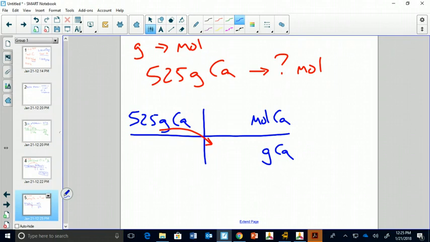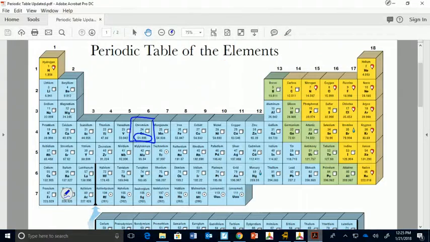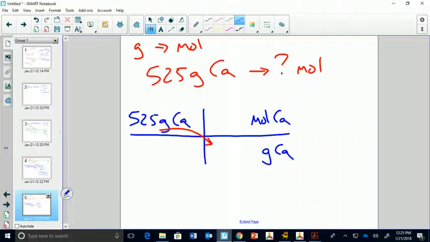How do I know how many grams are in how many moles? Again, I go back to that periodic table, and this time calcium is right here, so 40.078. 40.078 grams in 1 mole. And again, your textbook, because this is an example problem number 3 on page 329, they round. They use 40.08. I don't want you to round. I want you to use the numbers in your periodic table.